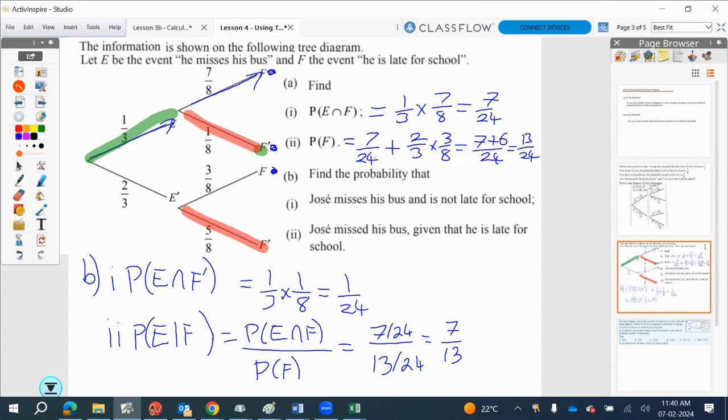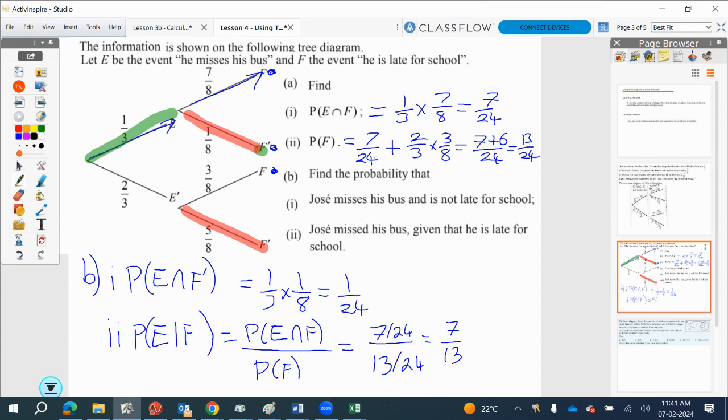Probably he missed the bus is a third, but the probability he missed the bus, given that he's late for school, is different, because these two parts of the tree diagram are removed. So only these two parts of the tree diagram are possible, and we want to know the probability that this one has occurred and not this one. So this reduces the probability and changes it. We need to use the formula for this one. We need the intersection of these two divided by the total probability here.